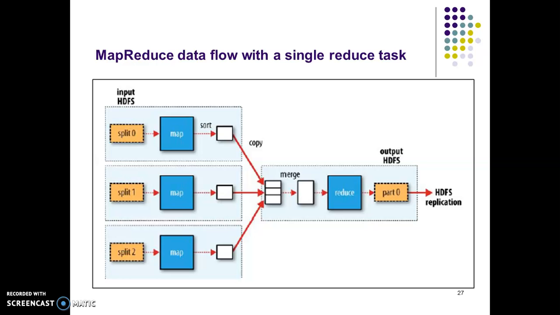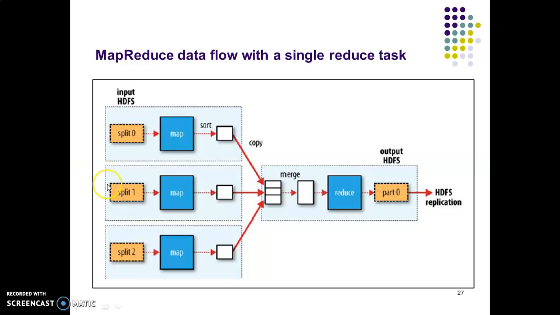So how exactly are these things going to function? In this particular diagram we see that there is a single reduce task. So let us assume that there is data and we are making use of only one MapReduce function, that is one reduce function for this.